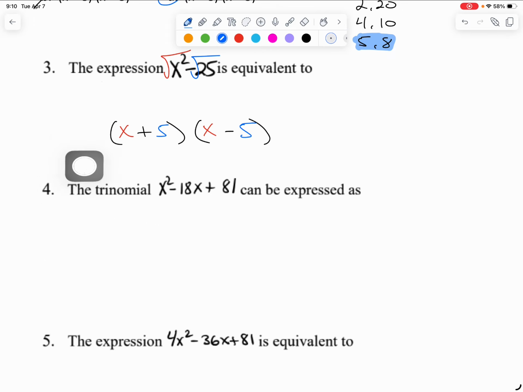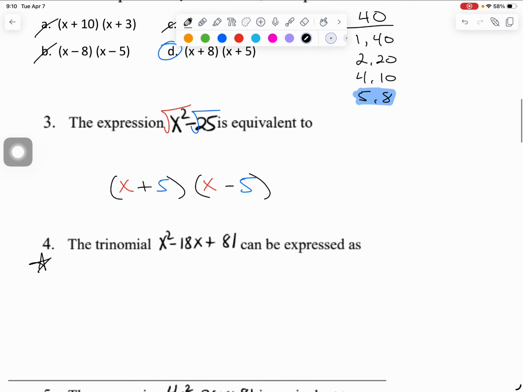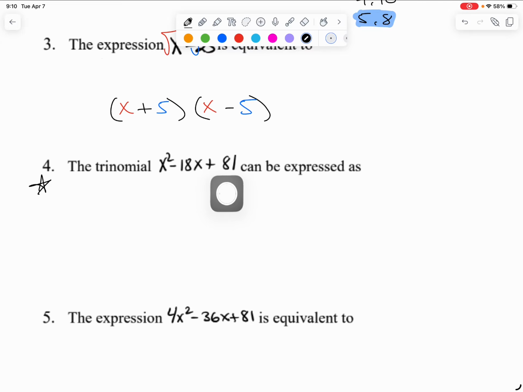Number 4, big hint here. We're going to put an asterisk next to it just like we did in class. We have the x squared is perfect. The 81's a perfect square. We have our negative 18x. First pair of numbers that comes to mind when I'm working with the number 81, what can I use to multiply to get to 81? Every time to me is 9 times 9. And 9 plus 9 is 18. But negative 9 plus negative 9 gives us negative 18, and negative 9 times negative 9 gives us our positive 81.